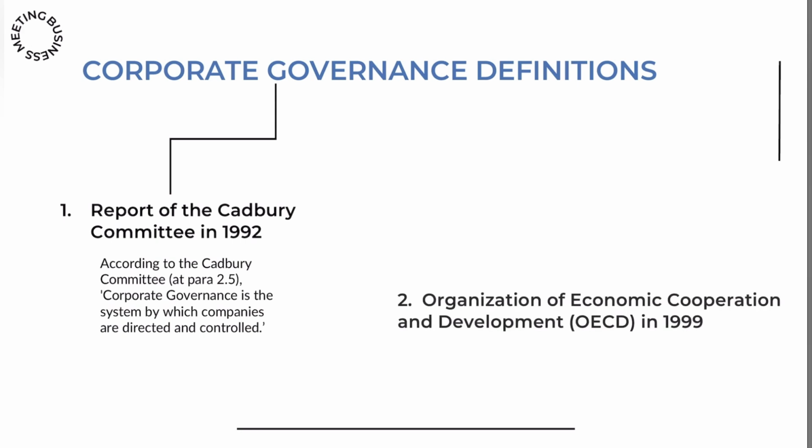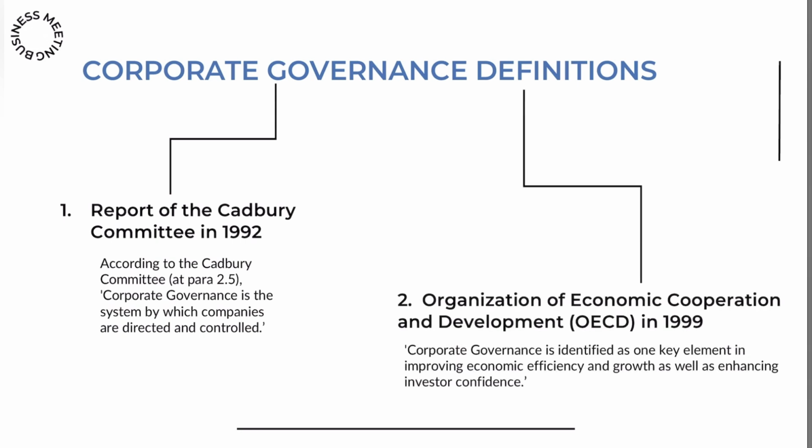The first is a definition laid down in 1992 in the report of the Cadbury Committee, a committee established by the Financial Reporting Council, the London Stock Exchange, and the accountancy profession to consider the financial aspect of corporate governance. According to the Cadbury Committee at paragraph 2.5, corporate governance is the system by which companies are directed and controlled.